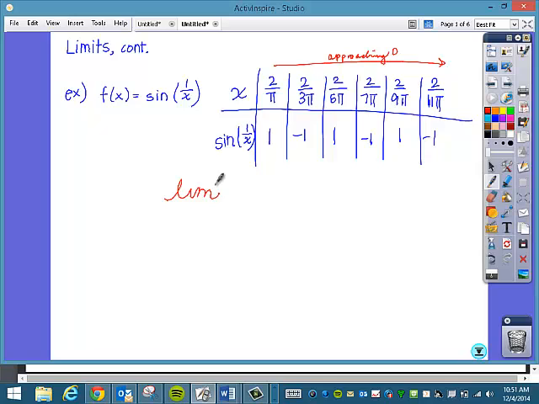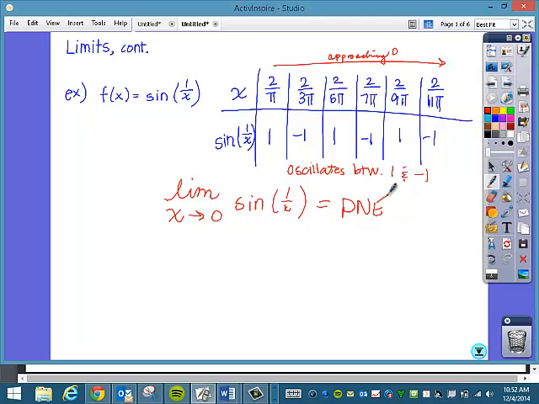So we're asking ourselves, what is the limit as x approaches 0 of sine of 1 over x? Well, this oscillates between 1 and negative 1. 1, negative 1, 1, negative 1. And that pattern is going to continue forever. So as we're approaching 0 with our x values, our y values aren't approaching anything because it's oscillating. So it's not approaching a specific thing. Since it's oscillating between 1 and negative 1, the limit does not exist.